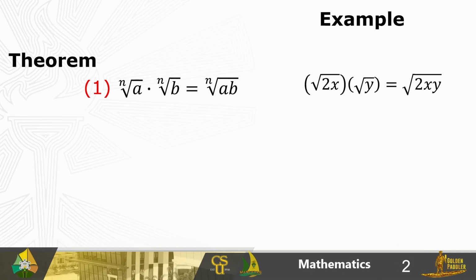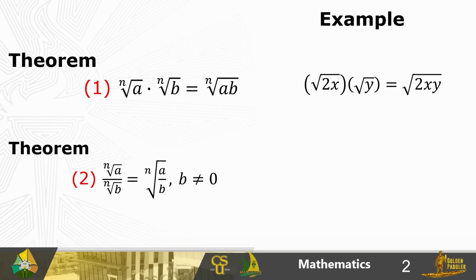nth root of A times the nth root of B is equal to the nth root of A times B. Meaning, for example, square root of 2x times square root of y, we can directly multiply the radicands, which is 2x times y, because they have the same index.